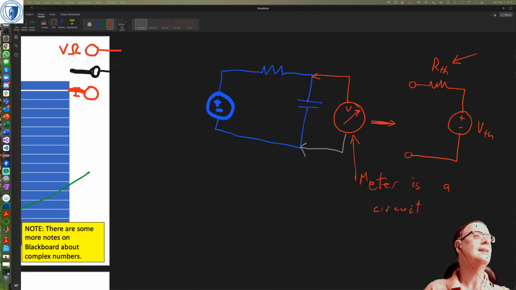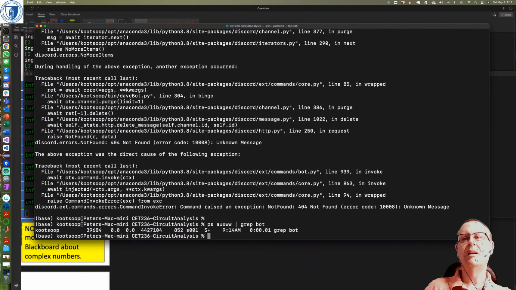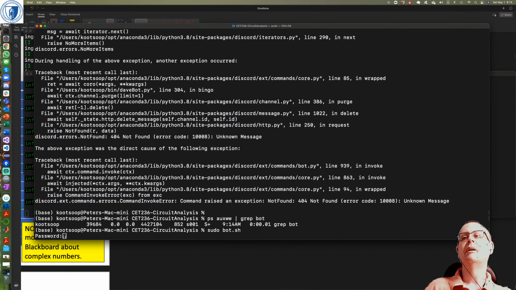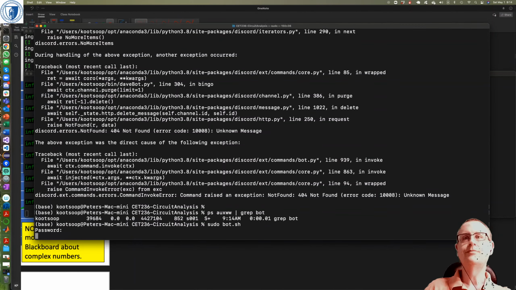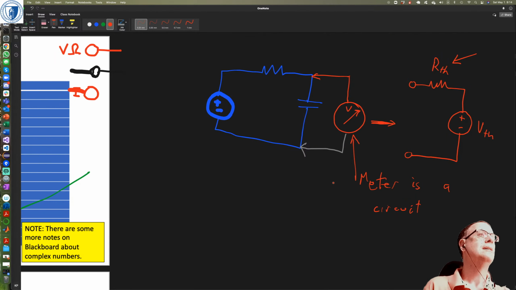Are you asking what the value of the resistor should be? Yeah. What value should the resistor have? Sorry, I just accidentally killed my bot. Yeah, what value should that RTH have? Mike Fedora, any thoughts? I am not 100% sure right now.